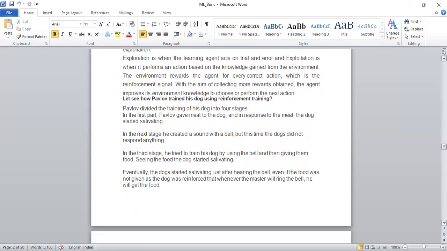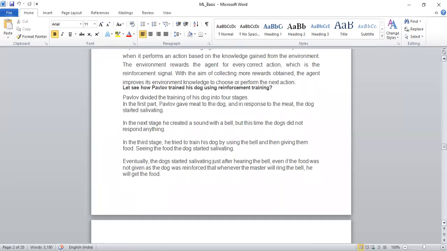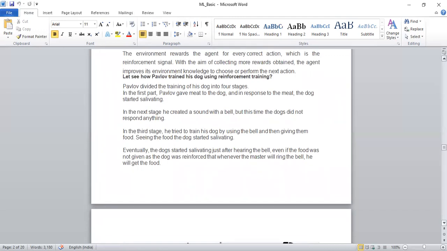So let's see how Pavlov trained his dog using reinforcement training. This example will clearly let you understand what reinforcement training actually does, and how it works in practice. Pavlov worked on machine learning. Pavlov divided the training of his dog into 4 stages.